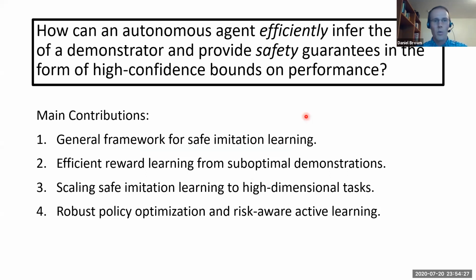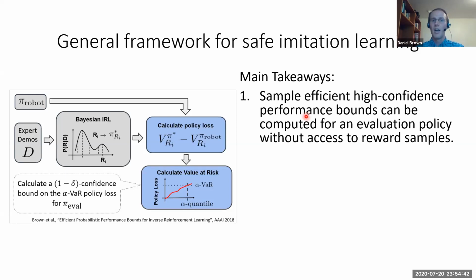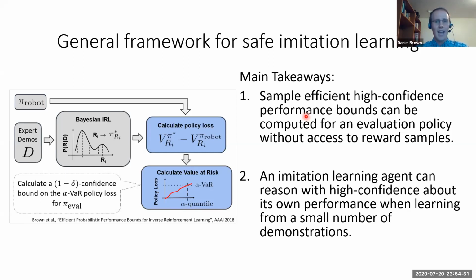So that summarizes the work that I've done for my dissertation, where we've looked at this question of how agents can efficiently infer the intent of demonstrators and provide these safety guarantees. I'd like to briefly go through the main takeaways. So first we started with a general framework for safe imitation learning, where the main takeaways here are that we can come up with these sample efficient, high confidence performance bounds without access to the reward samples. This gives an imitation learning agent the ability to reason with high confidence about its performance when learning from small numbers of demonstrations, which is nice.